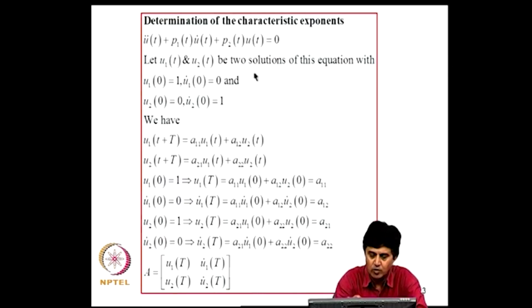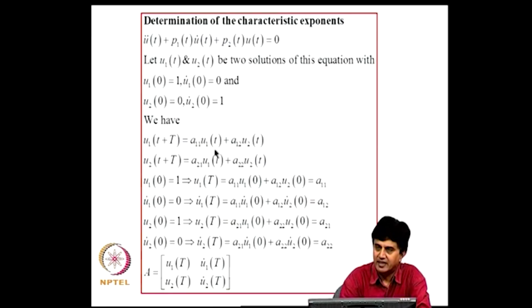Now, let u1 and u2 be two solutions of this equation with the following initial conditions: u1 of 0 is 1, u1 dot of 0 is 0, and u2 of 0 is 0 and u2 dot of 0 is 1. That means I am selecting two solutions which start from a set of linearly independent initial conditions. So, I can write u1 of t plus T in terms of u1 as a11 u1 of t plus a12 u2 of t, and similarly u2 of t plus T is written like this. Now, our objective is to find the A matrix for a given system. How do we find the A matrix?